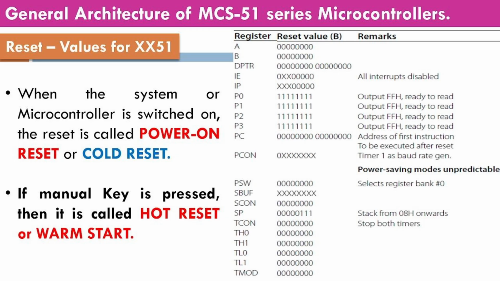Finally, we have the interrupt and power control registers. In the interrupt enable, IE, and interrupt priority, IP, registers, you will see some X's. These represent undefined or unpredictable bits. However, the critical bits are cleared, ensuring that all interrupts are safely disabled upon startup. Similarly, the power control register, PCON, has unpredictable power-saving mode states initially, but configures timer 1 as the baud rate generator. Understanding these default states is essential, as it gives you a perfectly clean, predictable slate every time your program begins.